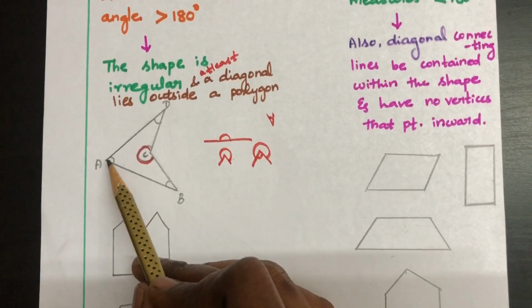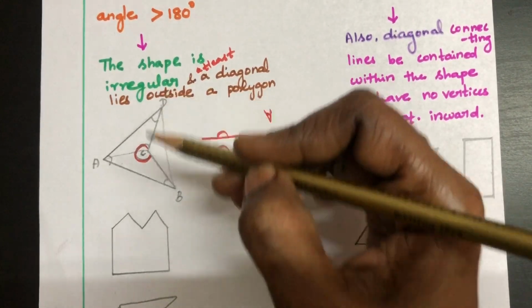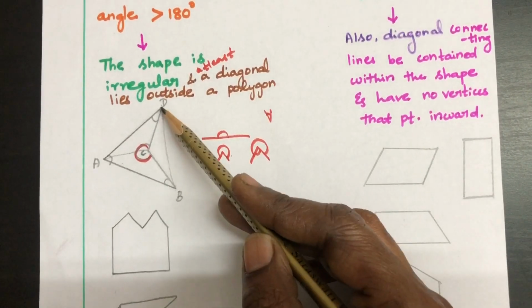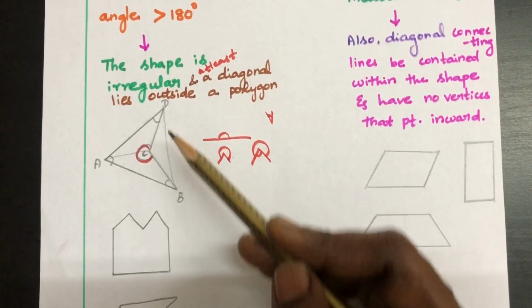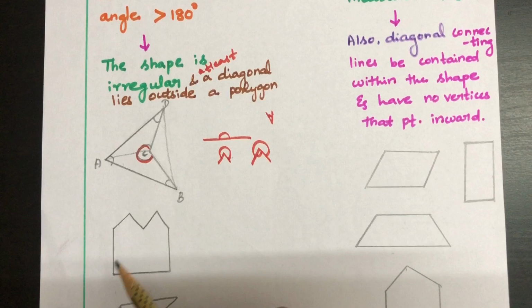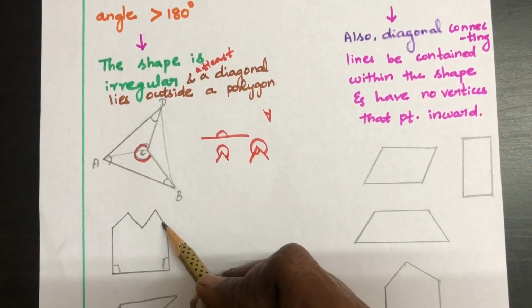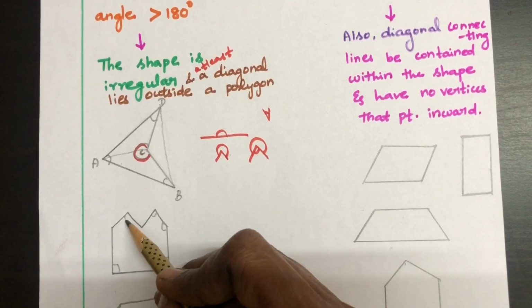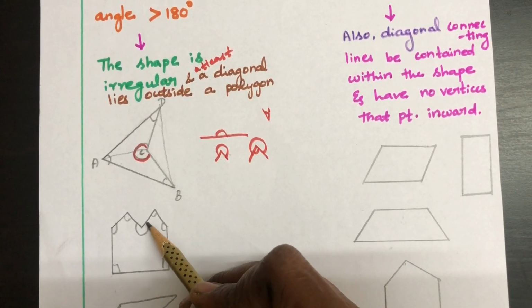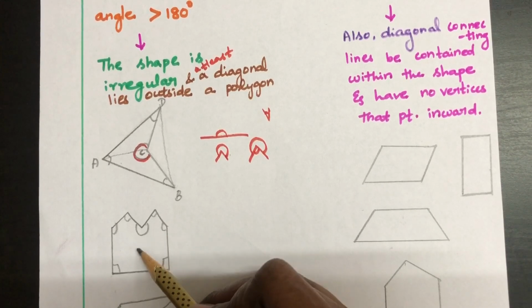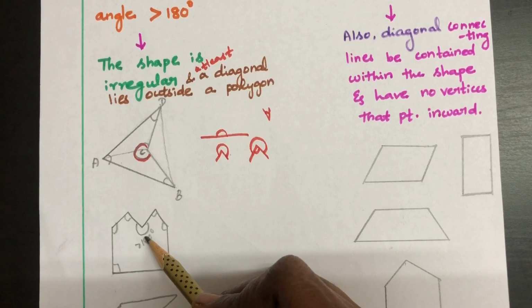How to do diagonal? Here one diagonal will come here outside, that means exterior part. A diagonal lies outside a polygon for the concave polygon. Now this one, here also this is 90 degree and this is 90 degree. These are all less than 180 degree. Correct? All these angles are less than 180 degree. But this angle is greater than 180 degree. Correct? Greater than 180 degree. Therefore, this is a concave polygon.